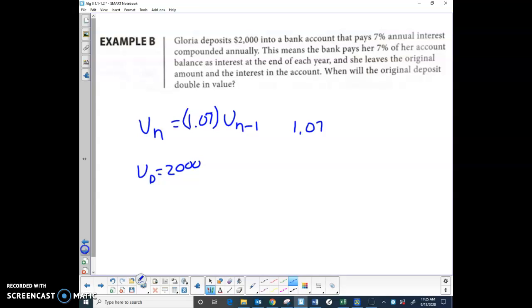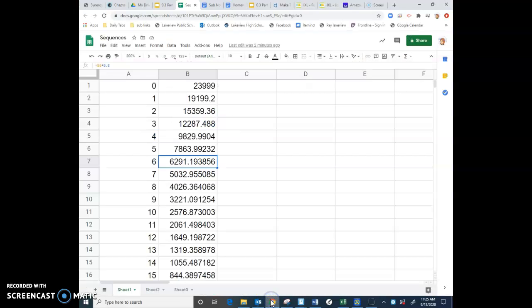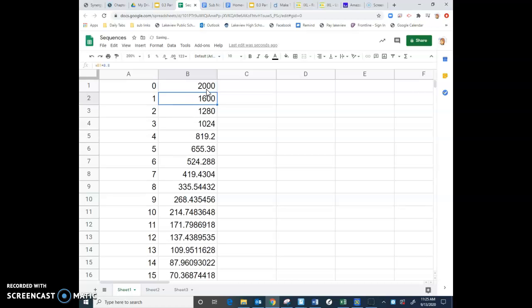Okay, we're starting at year 0, so our n is greater than or equal to 1. If we go back to our spreadsheet, we can go ahead and change some of these numbers. So this time we have a starting value of 2,000, and we're going to multiply that times our common rate, so 1.07.